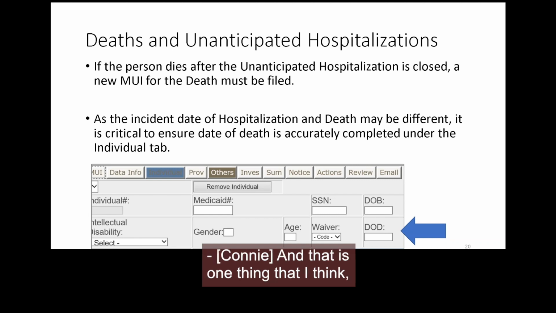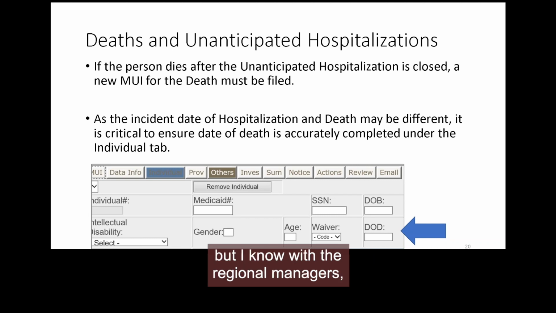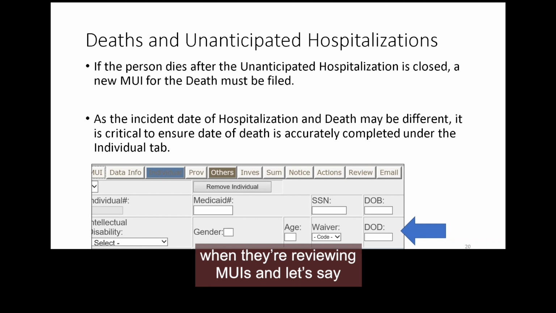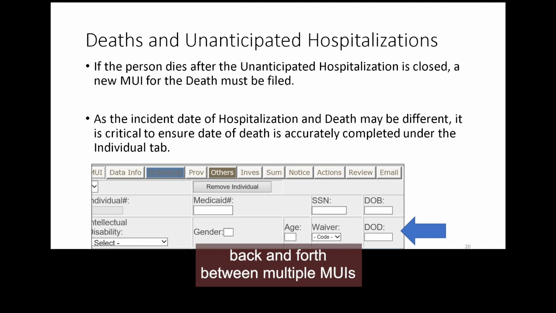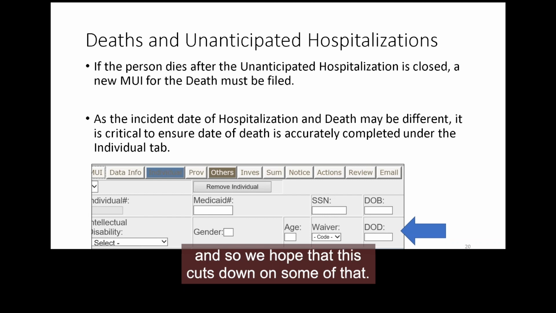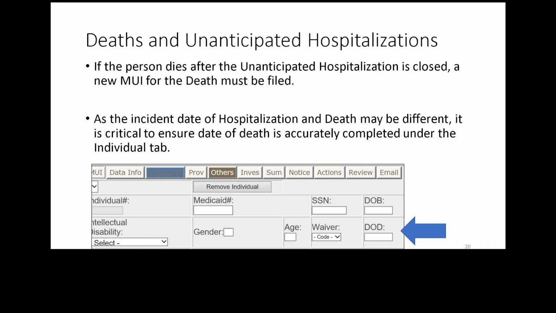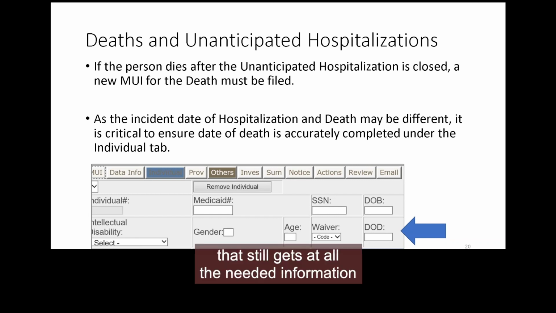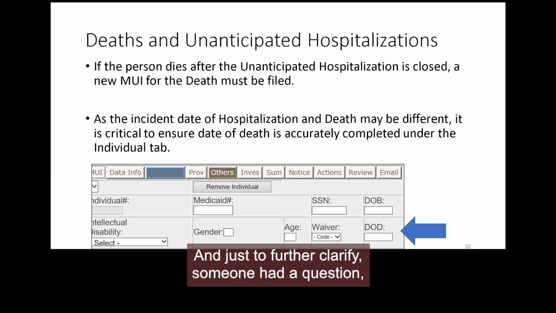And that is one thing that I think, and maybe you have this as well through your work, but I know the regional managers, when they're reviewing MUIs, and let's say there's a related neglect and then a hospitalization and possibly a death, are going back and forth between multiple MUIs. So we hope that this cuts down on some of that, with a comprehensive report that still gets at all the needed information for those specific categories, but it's all found in one place.